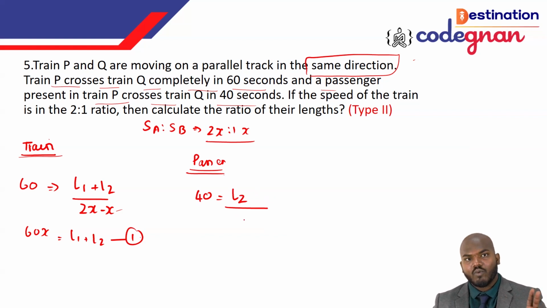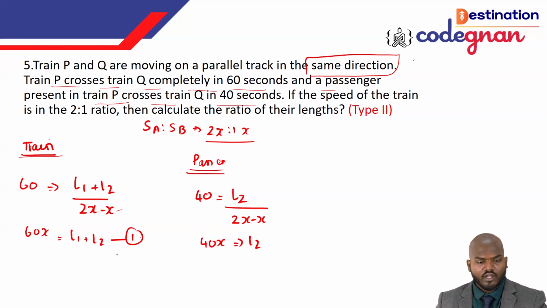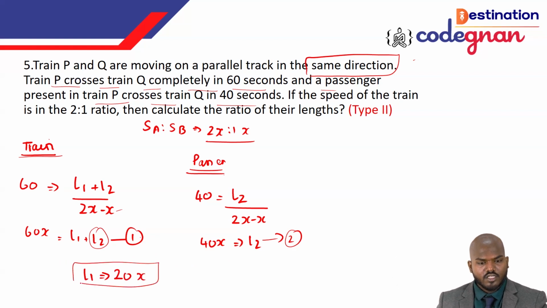I'm not taking L1 plus L2 here, because in the previous one the two trains were crossing each other. Same direction, right? So 2x minus x. If I put it in, it gives 40x is equal to L2. Now if L2 is equal to 40x, then L1 is equal to 20x.